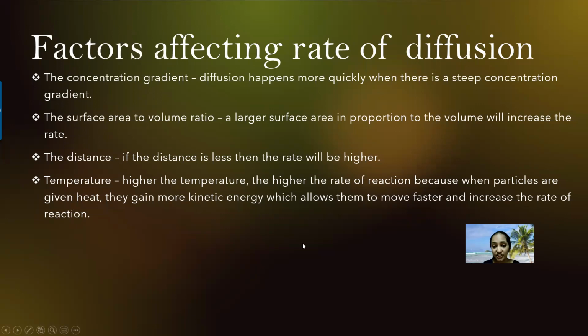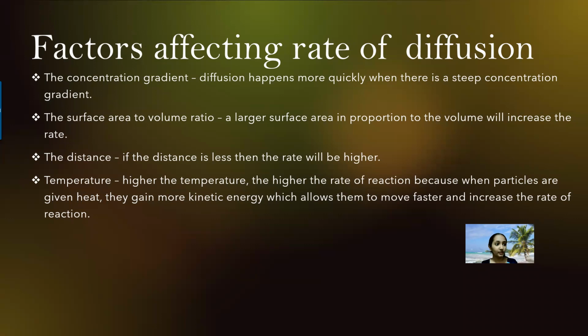Next, factors affecting rate of diffusion. The concentration gradient. Diffusion happens more quickly when there is a steep concentration gradient or a high concentration gradient. They both mean the same. The surface area to volume ratio. The larger the area in proportion to the volume will increase the rate of reaction.